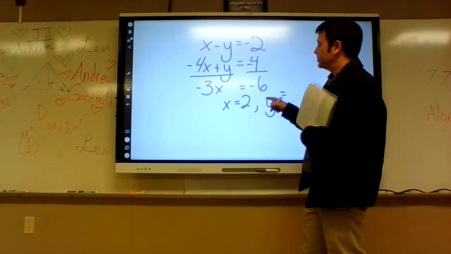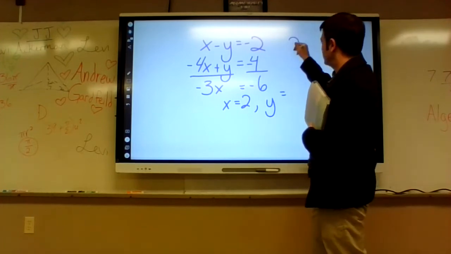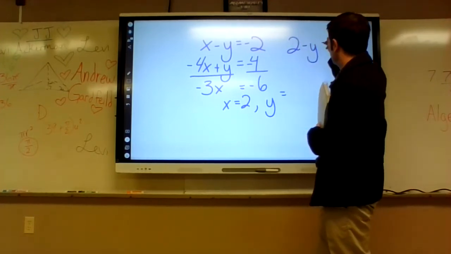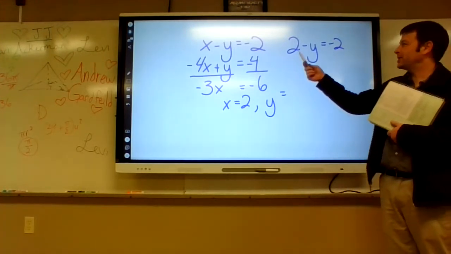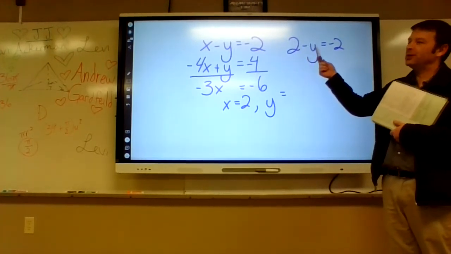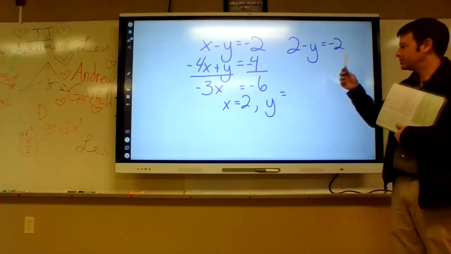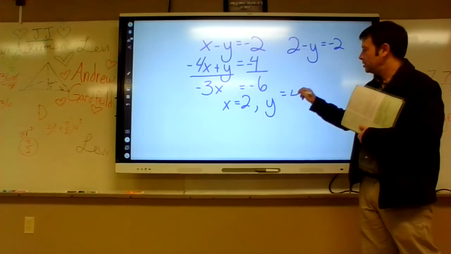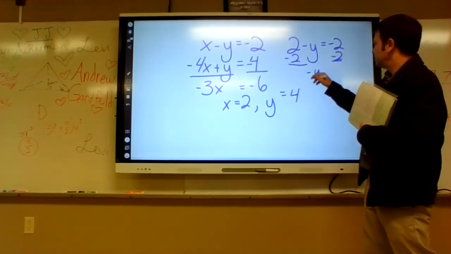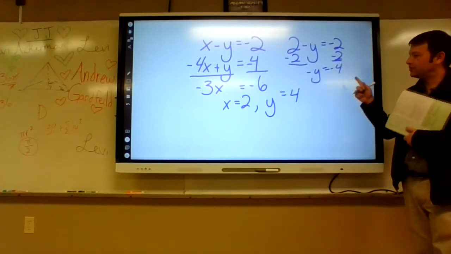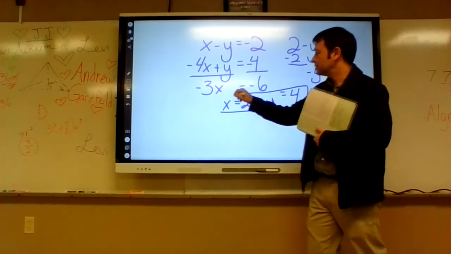And then I'm going to put 2 back into the top one. 2 minus y equals negative 2. Can we solve that without using algebra? What 2 minus what number would give you negative 2? 4. 4, that is correct. If you use algebra, you have to minus the 2, and you get negative y equals negative 4. So anyways, y equals 4 is correct.